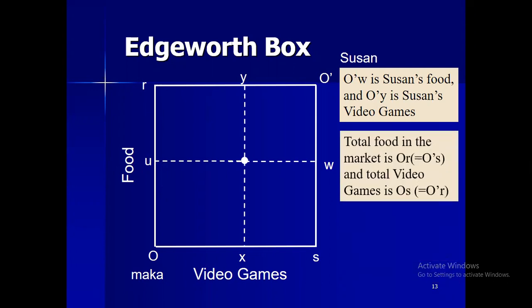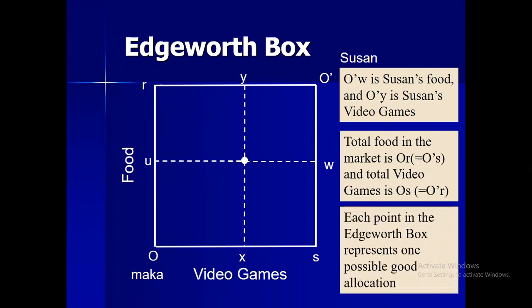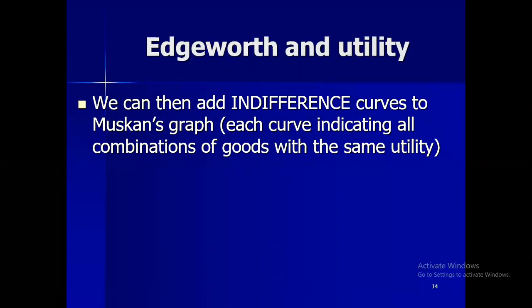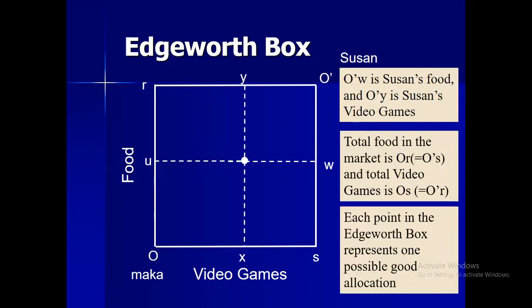Total food in the market is OR. This is the total food. Total video games is OS. This is video games, right? Each point in the Edgeworth box represents one possible allocation of goods. This is the point which reflects a possible allocation of goods, right? Every point in the box represents an allocation. This box is called the Edgeworth box.